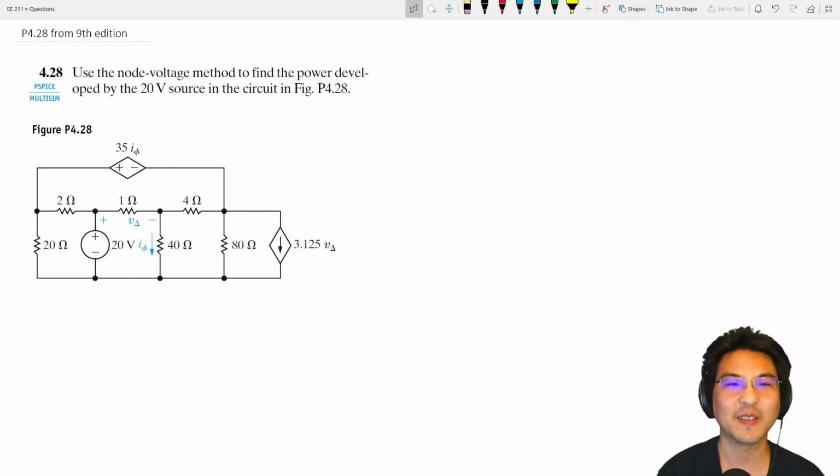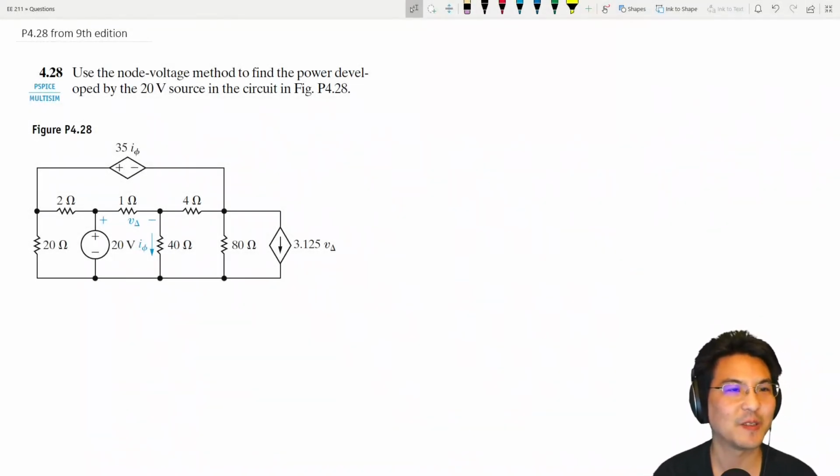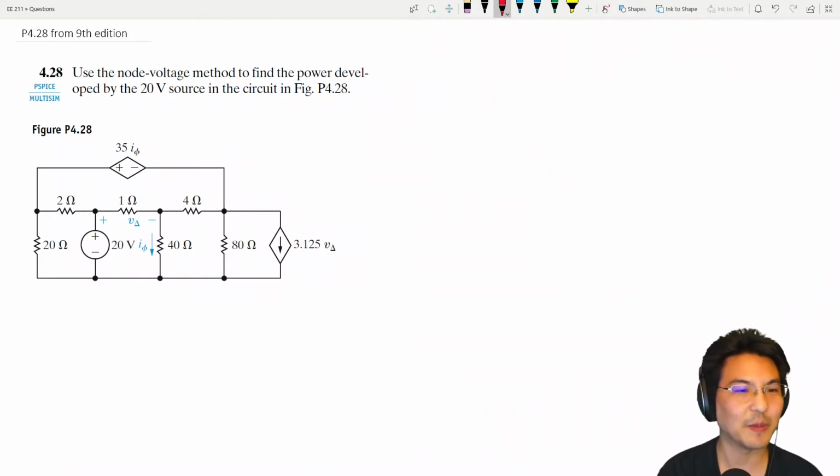Hey everybody, let's give this problem a try. So we want to use the node voltage method. We have two dependent sources. So let me just start labeling nodes. There's a lot in common here, right? So I'm just going to choose that as my reference, and I'll just label the other essential nodes.